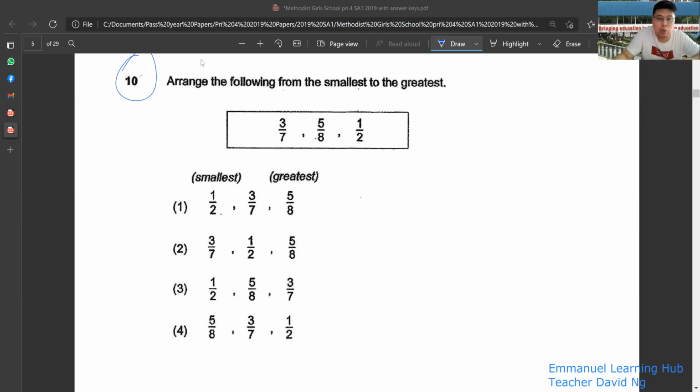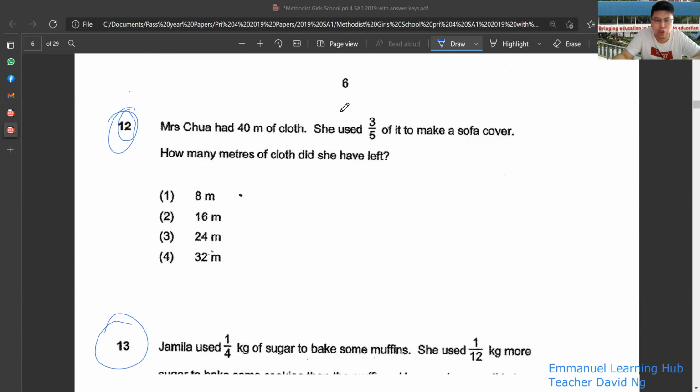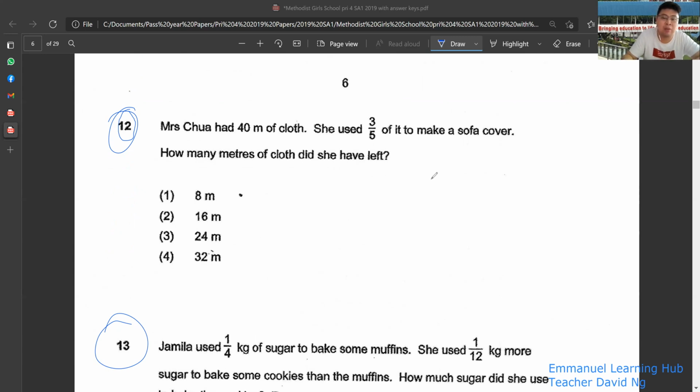Okay, let's move on to the next one. Question 12. Mrs. Chua had 40 meters of cloth. She used 3/5 of it to make a sofa cover. How many meters of cloth did she have left? So 3/5. Let's draw a model. It'll be easier for you.